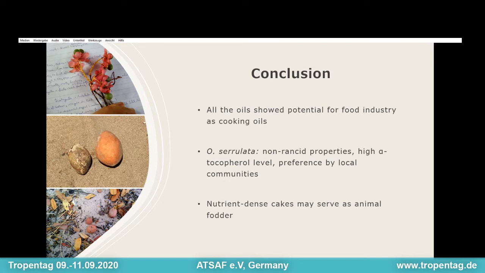Especially Ochna cerulata deserves deeper research attention since it contains relatively large quantities of alpha tocopherol and has non-rancid properties, and is preferred over the other oils by local communities. Due to their nutrient-dense cakes, the tested species also seem to be promising for being employed into animal feed. However, further studies are needed to reveal other technical properties, for example iodine, peroxide, or saponification values, and also verify the safety for human consumption. Thank you for your attention.